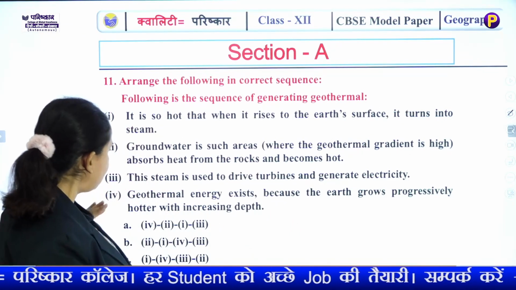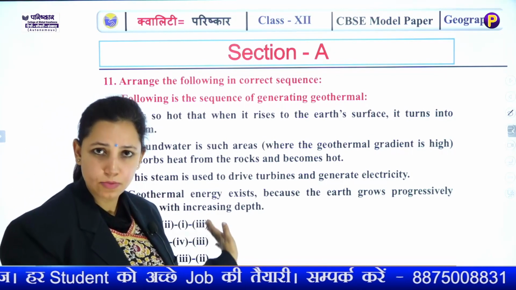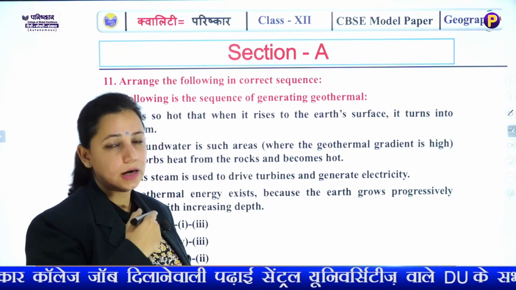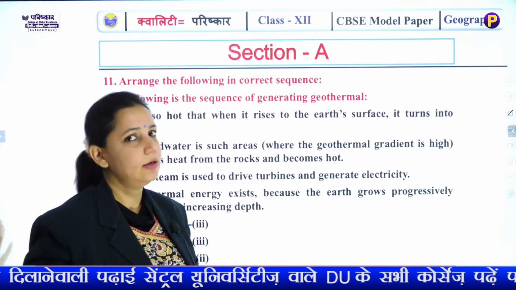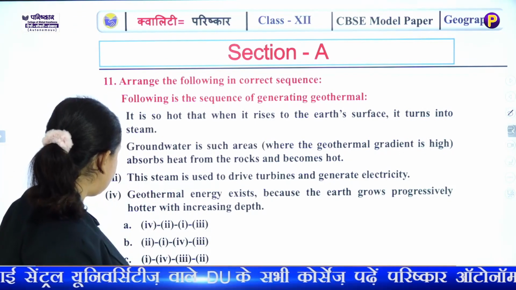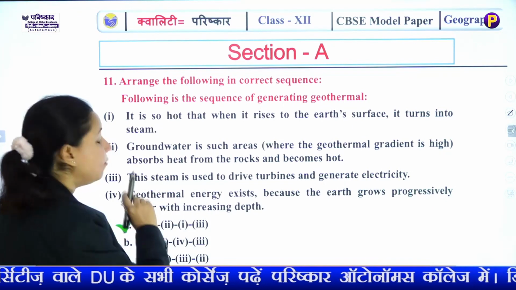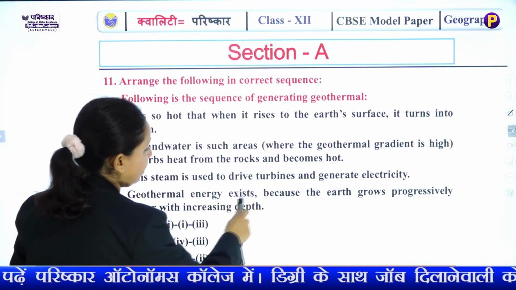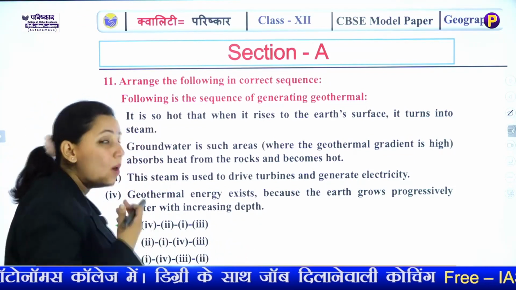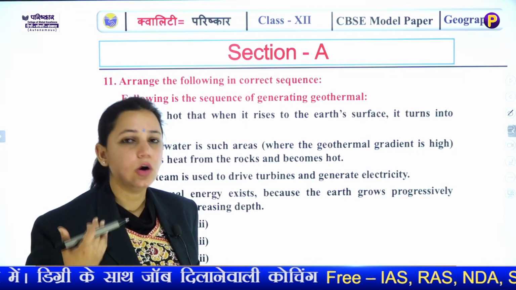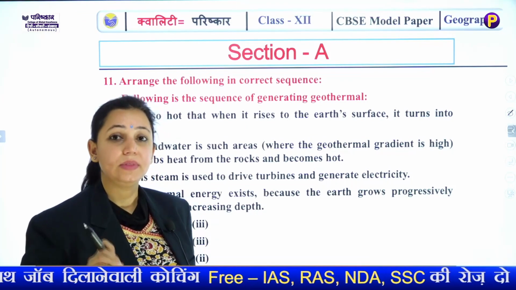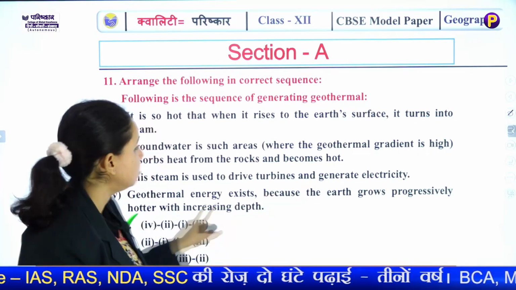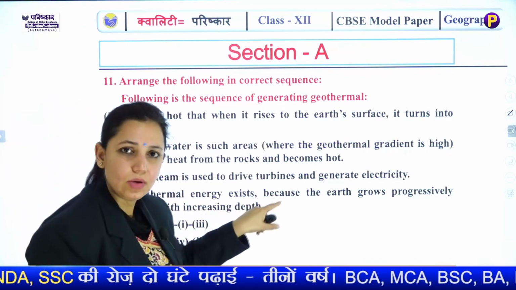Now looking at these four options, first read these four options. Then evaluate which one will come first, then second, then third, and then the last. Now the correct answer here is A. First it's the introduction about geothermal energy. Geothermal energy exists because the earth grows hotter. Why is this geothermal energy there? Because we all know with increasing depth there is a rise in temperature. So the earth grows progressively hotter with increasing depth.